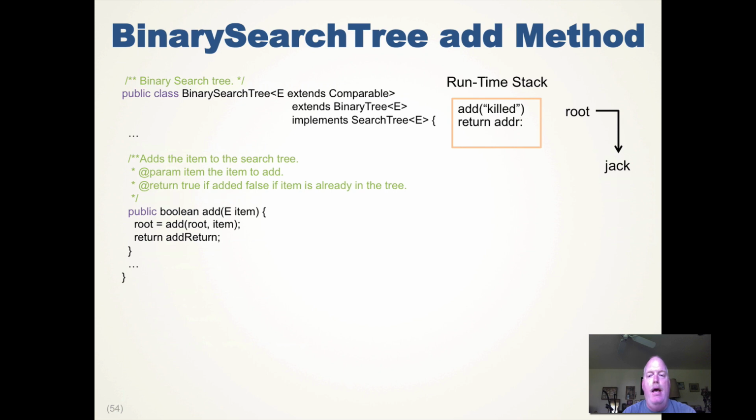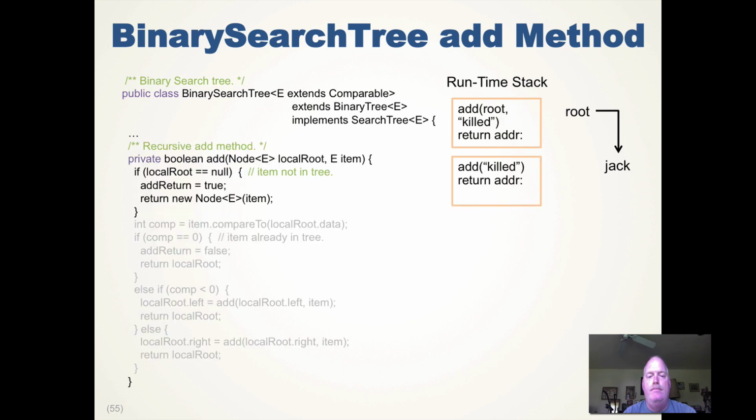So now let's add Kilt to this tree. We again call the add method with Kilt. We call the recursive method with root and Kilt. We check to see if the local root is null. It is not. So now we compare the item Kilt to Jack, and if it's equal, which they are not, we would set the add return to false, because we can't add something that's already in this binary search tree. There are no duplicates in binary search trees, and then we return the local root.